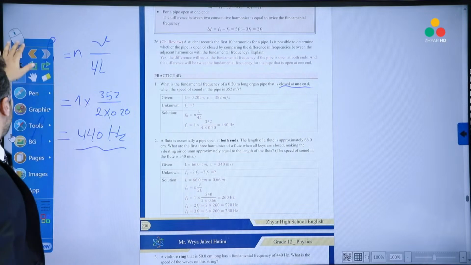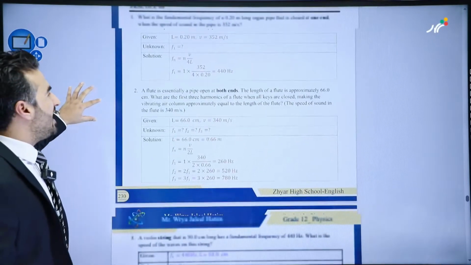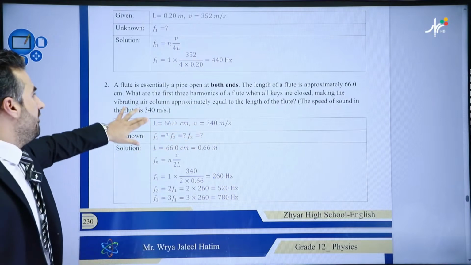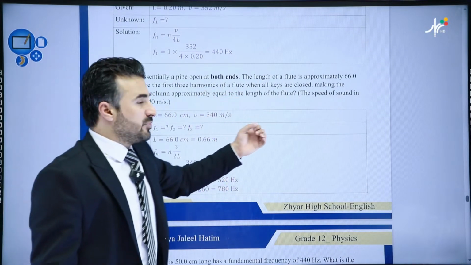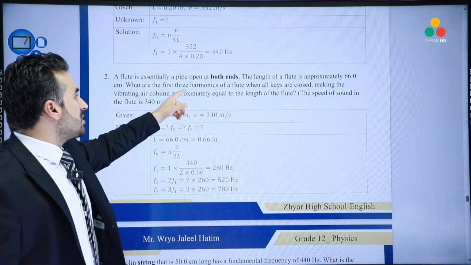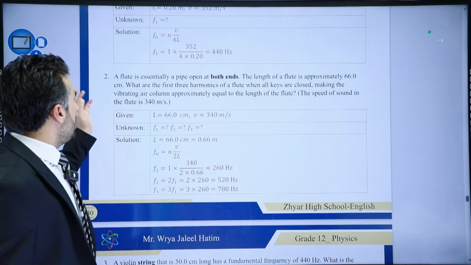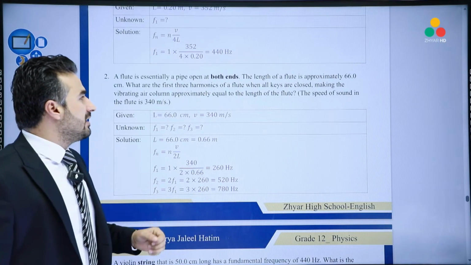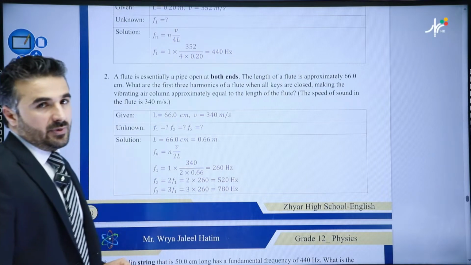Okay, now we have another question. It says, a flute is essentially a pipe open at both ends. So flutes are considered a pipe that is open at both ends. The length of the flute is approximately 66 centimeter. What are the first 3 harmonics of the flute when all the keys are closed, making the vibrating air column approximately equal to the length of the flute? The speed of the air is 340 meter per second.